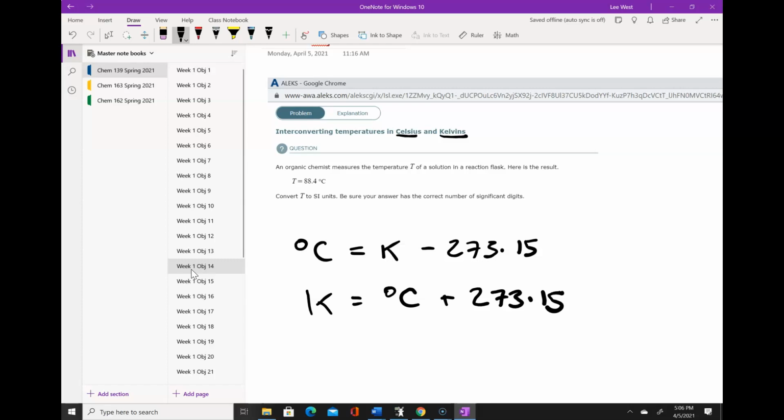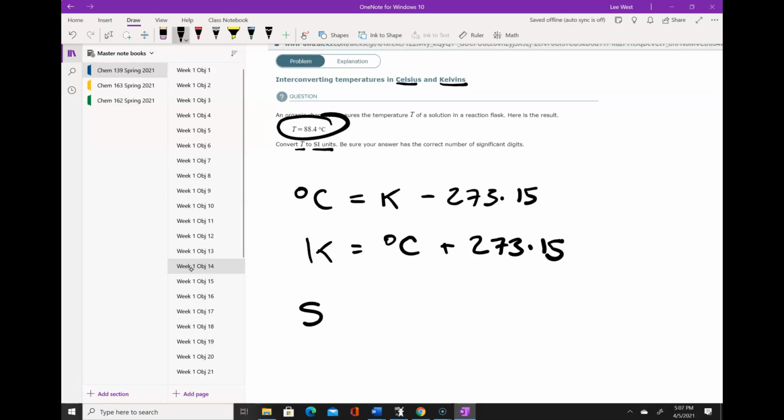It says an organic chemist measures the temperature of a solution in a reaction flask. Here is the result. T equals 88.4 degrees Celsius. It says convert temperature to SI units. Now the SI unit for temperature is the Kelvin. So where they're just asking you to convert it to Kelvin, and then it says be certain that your answer has the correct number of significant figures. And we'll talk about that in a moment. The first thing to recognize here is that we're going into Kelvin, so we've got to add 273 to it.